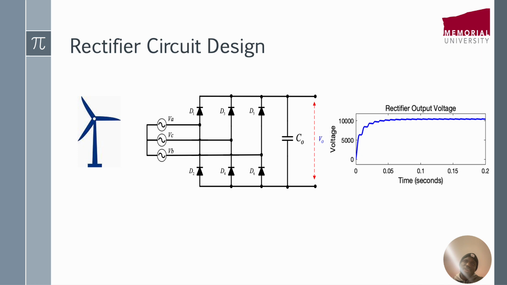On our screen we have the rectifier circuit, which interfaces the supply from the wind farm to the converter, that is the dual active bridge. What it does is take 11 kV AC and convert it to 11 kV DC, as can be seen in the output on the screen.